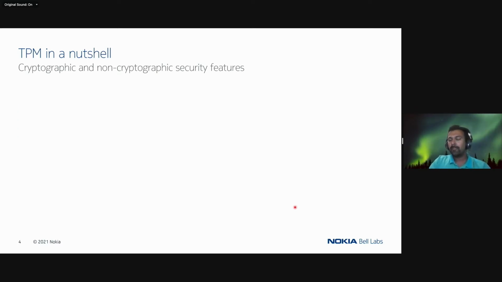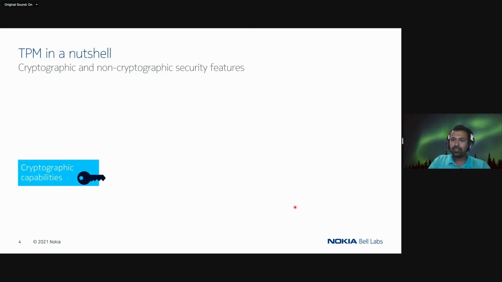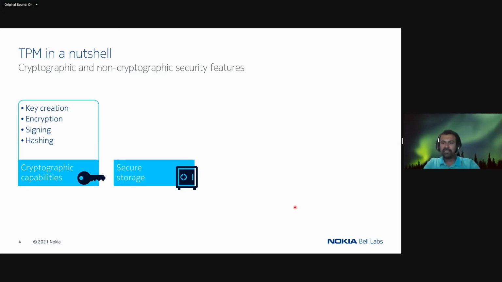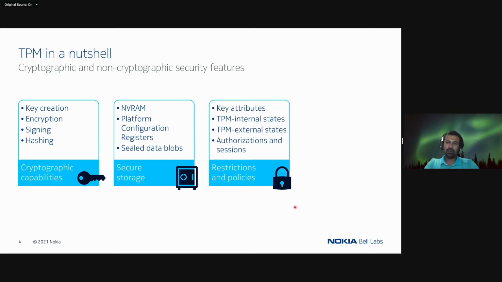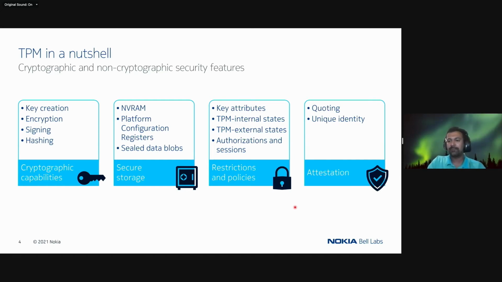From a research point of view, what we find interesting about TPM is the combination of its cryptographic and non-cryptographic security features. TPM can be used for the usual cryptographic operations such as key generation, encryption, signing, and hashing. However, TPM also offers various other non-cryptographic features. Firstly, it offers secure storage in its non-volatile RAM and special registers called platform configuration registers. TPMs can also store sensitive data as sealed blobs. Secondly, TPM offers rich access control restrictions and policies that can be applied to cryptographic keys and TPM's internal and external states. Finally, TPM's unique identity and encoding mechanism to capture the state of its host can be used for remote attestation.